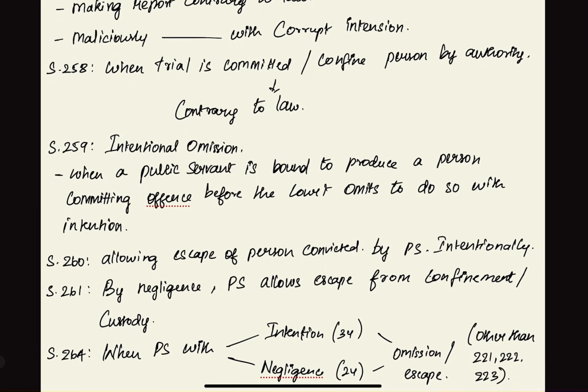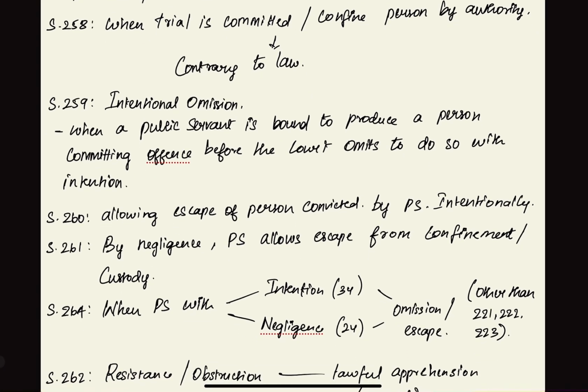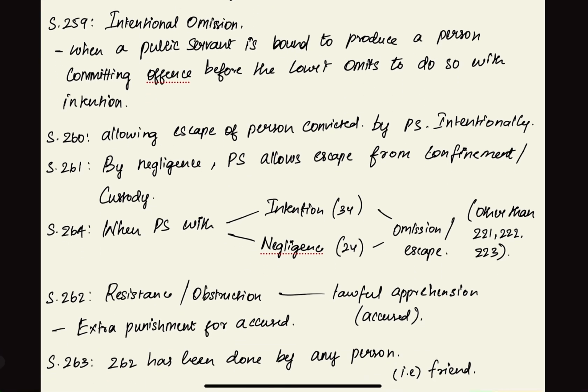Section 259 deals with intentional omission. When a public servant is bound to produce a person committing offense before the court, and omits to do so with intention, maybe for saving him, so he has duty to produce him before the court. He intentionally omits to do so, thereby commits an offense under this section 259.